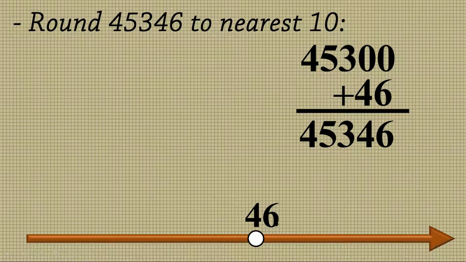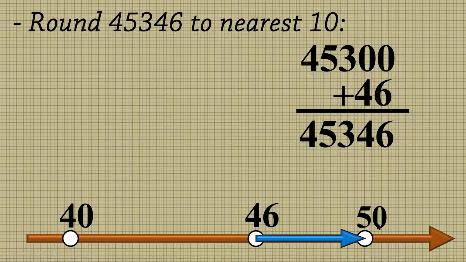So I should remove it and substitute 6 for 0 to get 40 as the previous gas station. If I add 10 to 40, I will get the next gas station 50. 46 is after the midway, after the halfway. So the next gas station will be 50, the nearest 10 to 46. 46 will be substituted for 50, and then the answer will be 45,350 as the rounded up value.